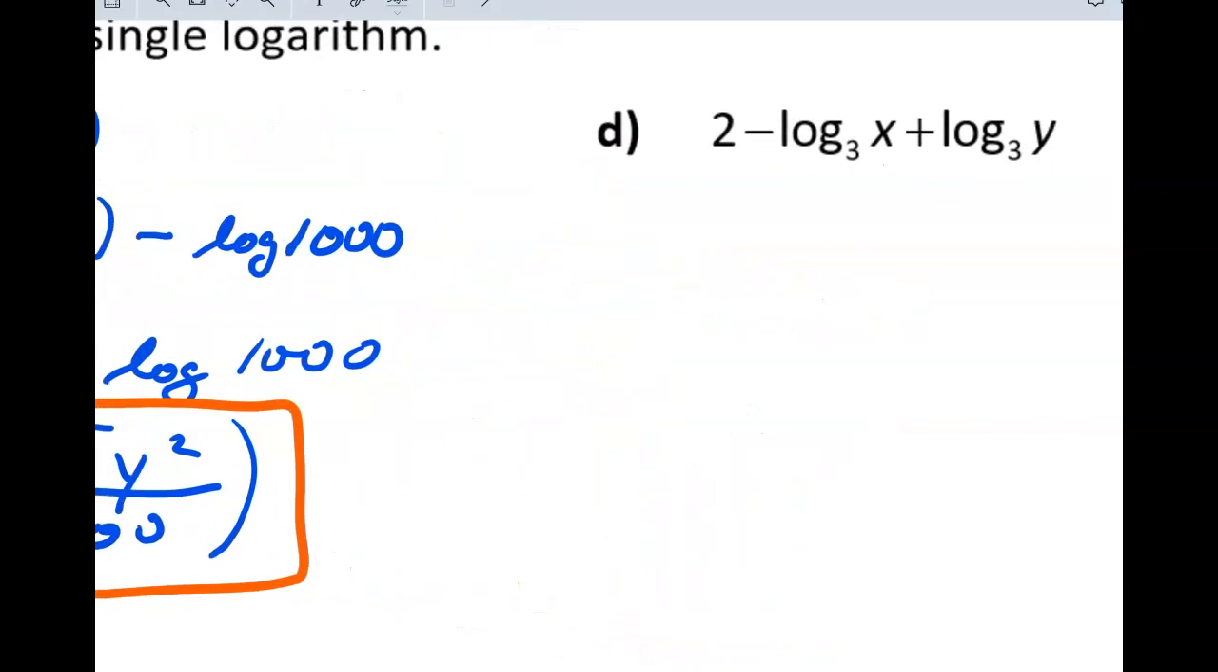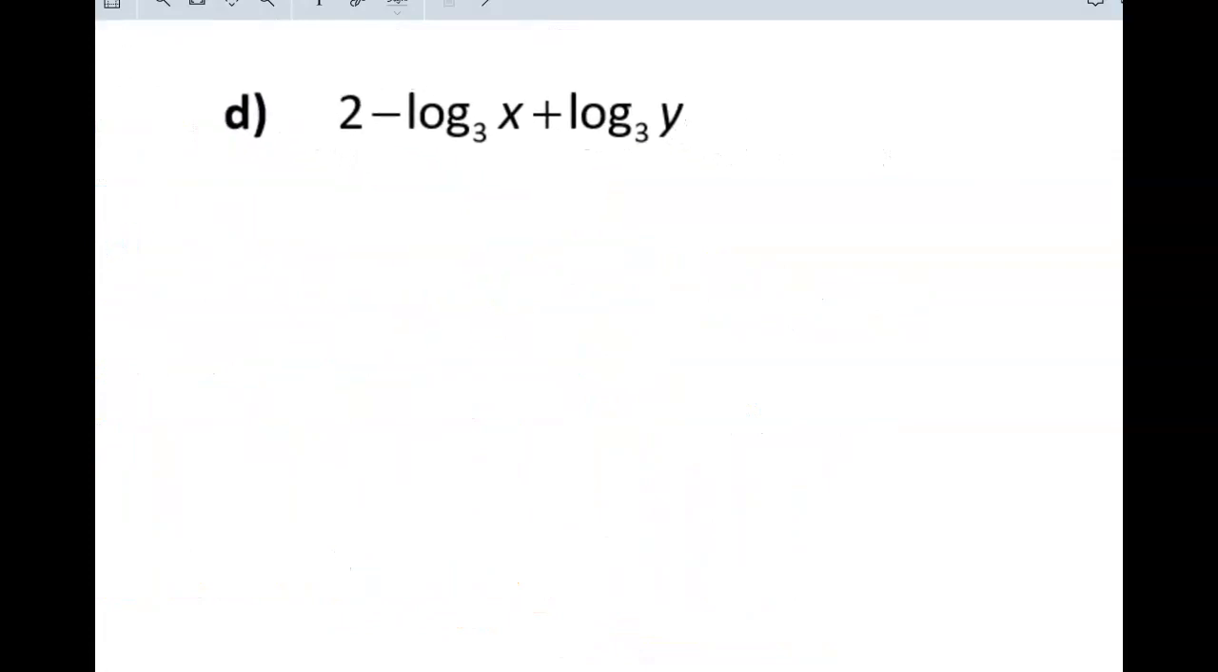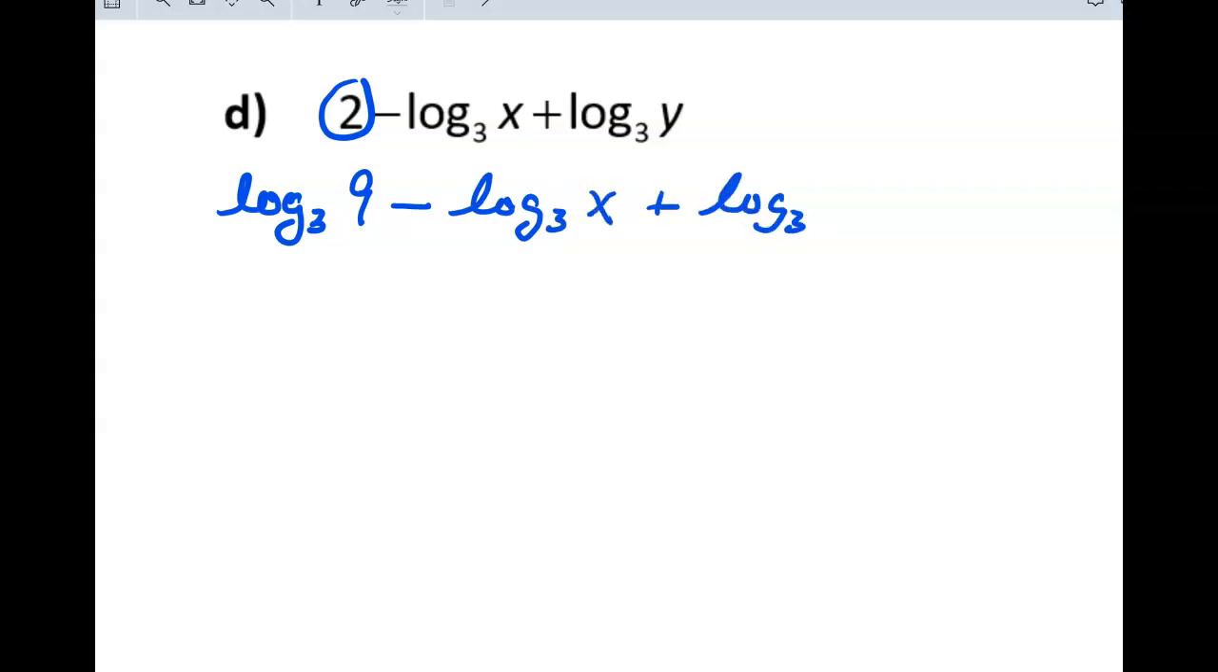Let's try one more. 2 minus log base 3 of x plus log base 3 of y. So again, we have a single number sitting here, 2. This needs to be expressed as a logarithm. So this is the log base 3 of 9, since 3 raised to the 2 power is 9, minus the log base 3 of x plus the log base 3 of y.